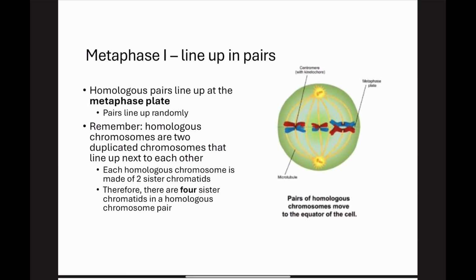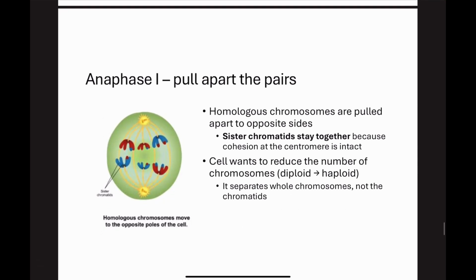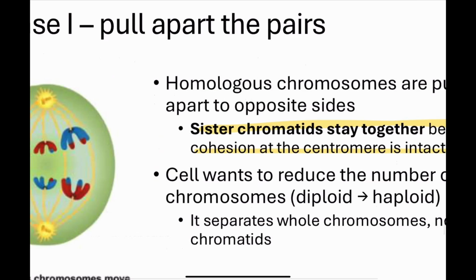In metaphase 1, our homologous pairs are going to line up at the metaphase plate, and these pairs are going to line up randomly. Remember, homologous chromosomes are 2 duplicated chromosomes that line up next to each other. Each homologous chromosome is made of 2 sister chromatids. Therefore, we have a total of 4 sister chromatids in a homologous chromosome pair. During anaphase 1, these homologous chromosomes are going to be pulled apart to opposite sides. Our sister chromatids stay together because of cohesins at the centromere.